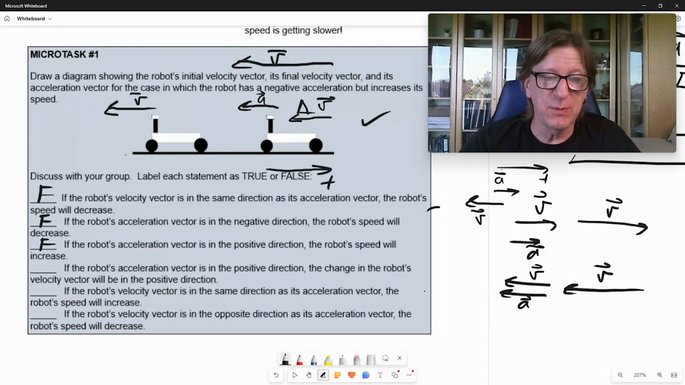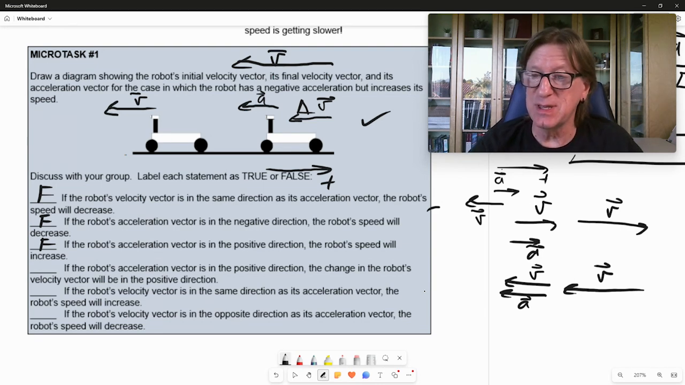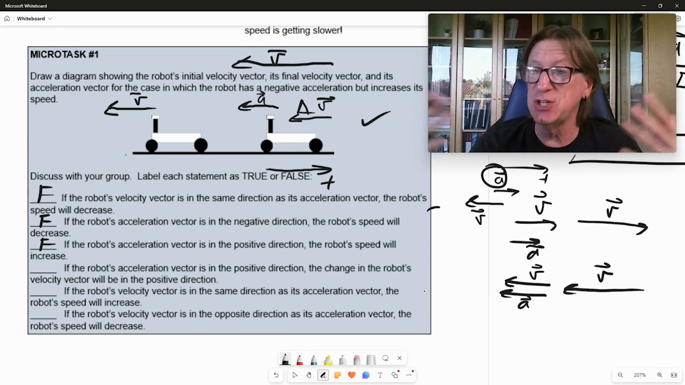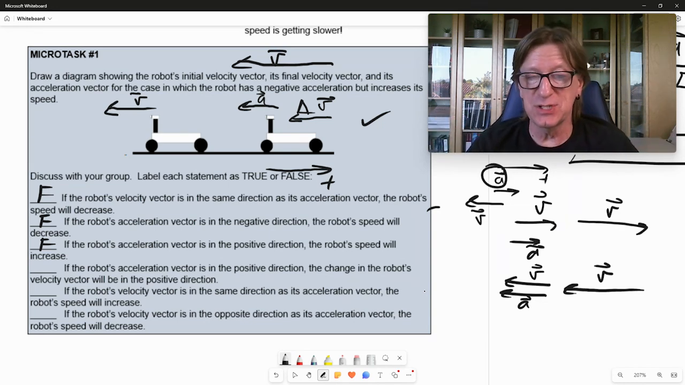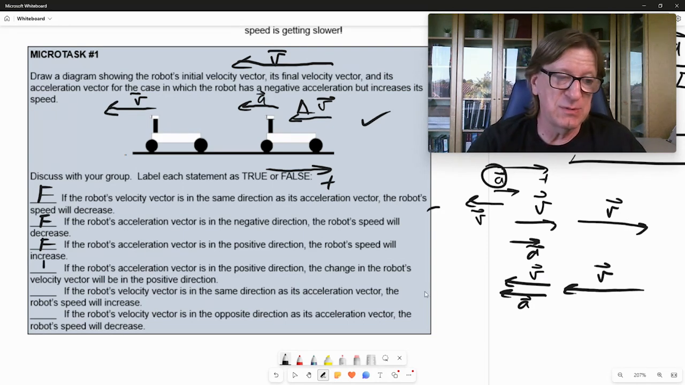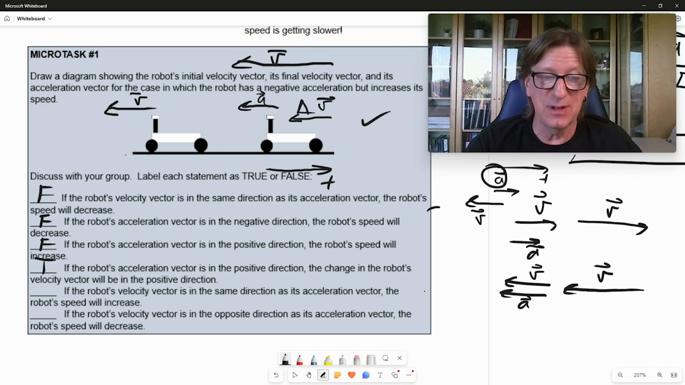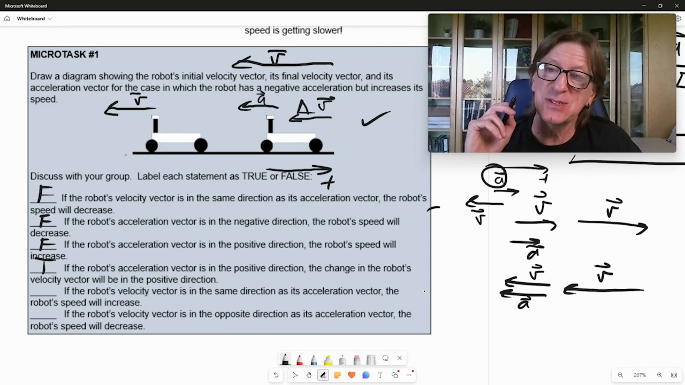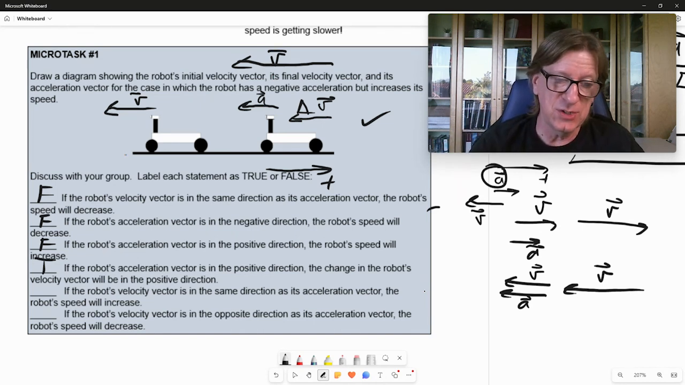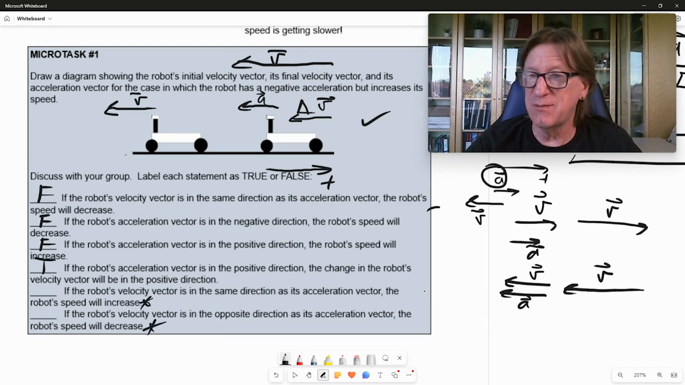Let's look at the fourth one here. If the robot's acceleration is in the positive direction, the change in the robot's velocity vector will also be in the positive direction. And that part is true. Remember, change in velocity is that delta v. And that's what an acceleration is. It's a change in velocity. So if the acceleration is in the positive direction, well, by definition, that change is also in the positive direction. So that one's true. If the velocity vector is in the same direction as its acceleration vector, then the robot's speed will increase. These last two are the key rules that you're going to want to remember. Although, again, if you draw your picture, it's going to be very obvious what's going on.